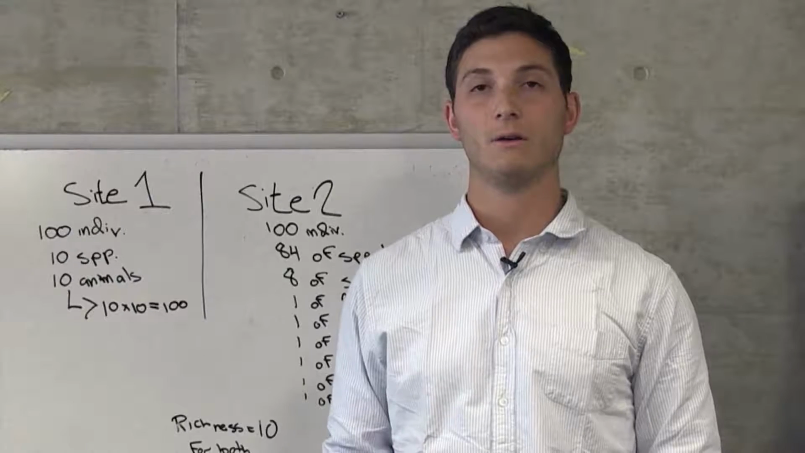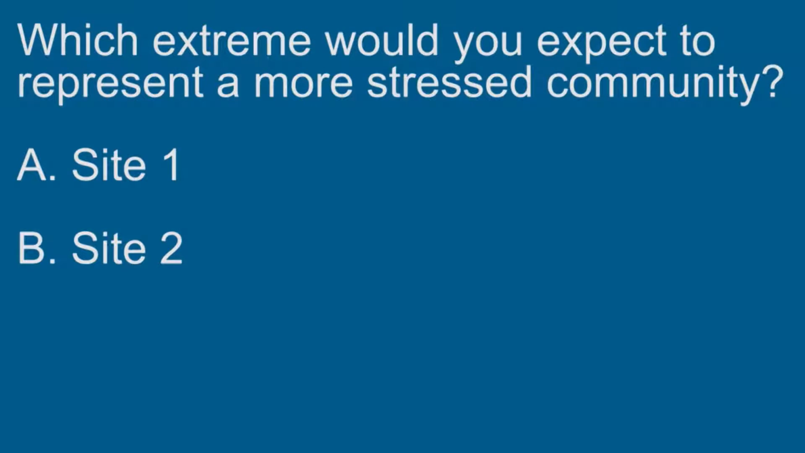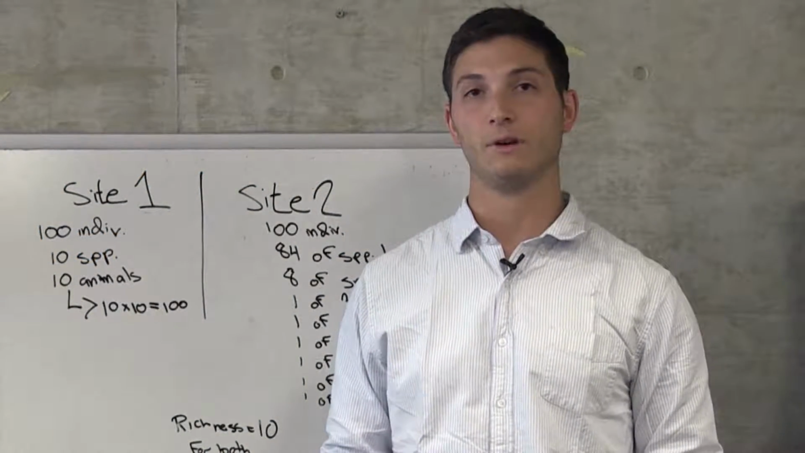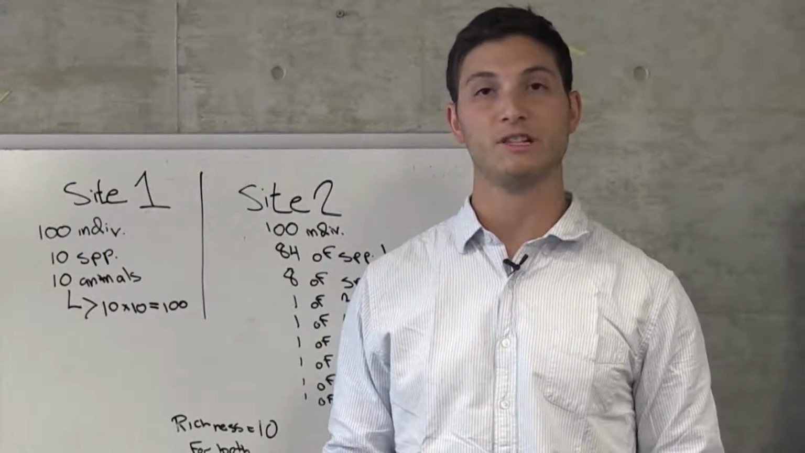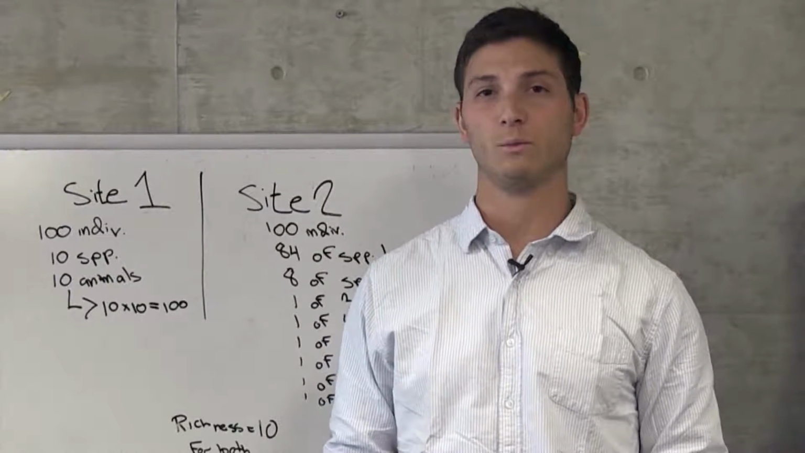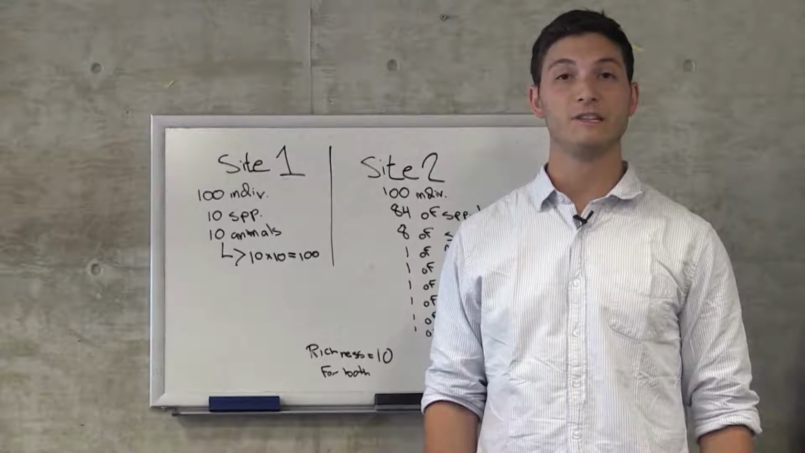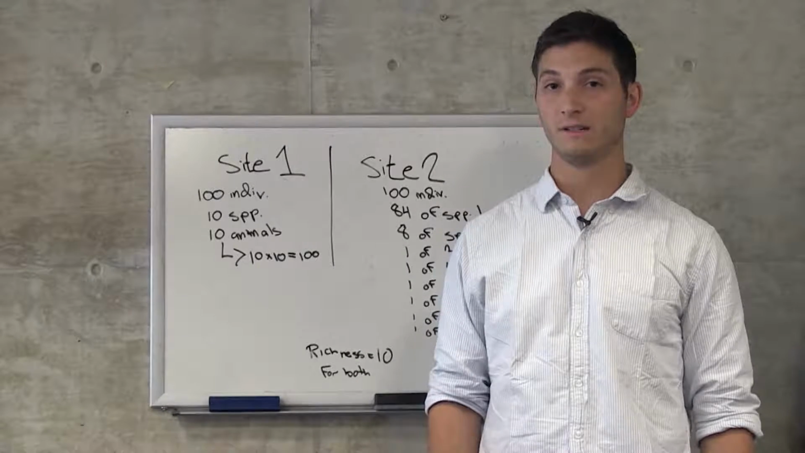Question for you. With those examples in mind, which extreme would you expect to represent a more stressed community? Right, the second example with 84 individuals of species 1 is more stressed because the evenness is low and there's only one species that dominates the overall environment. Now do you see how diversity is dependent on richness and evenness?